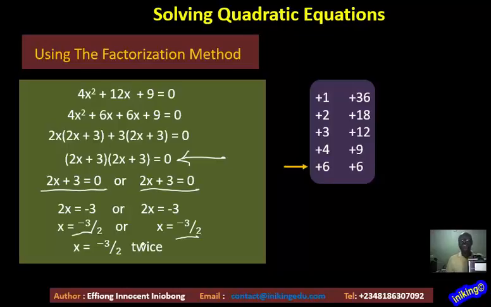Now, what's the difference between this equation and previous ones? The only difference is that our x squared, in this case, had a coefficient other than 1. As a result, we can't just go straight and find the factors of plus 9. We had to do what? 4 times 9 first to give us 36. So instead of looking for factors of 9, we're looking for factors of 36. We'll take another example in this same form.